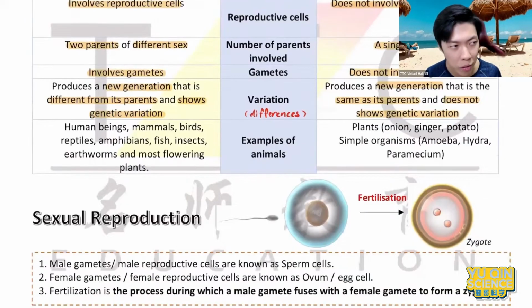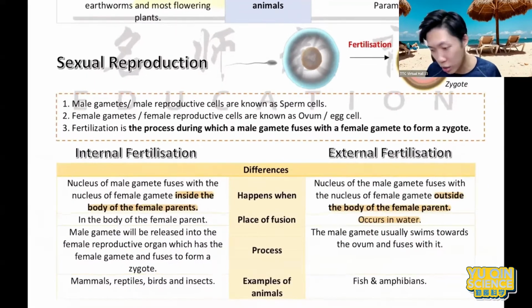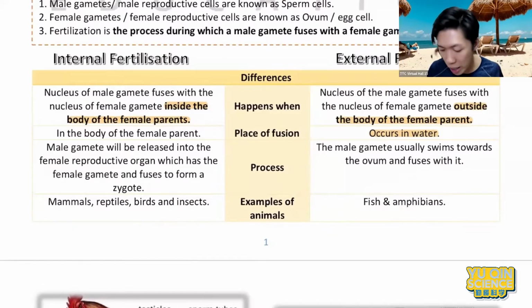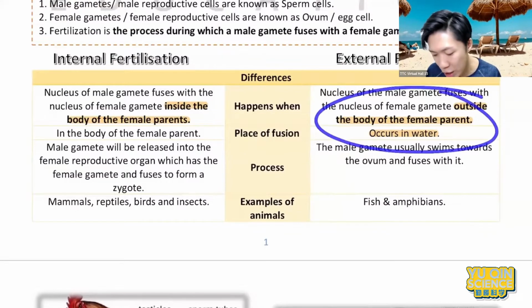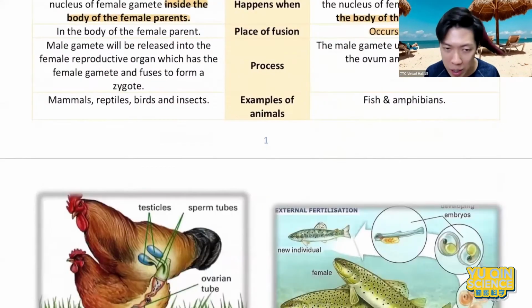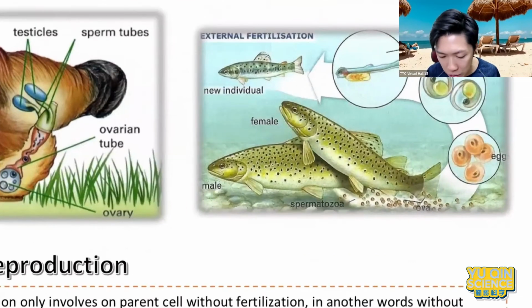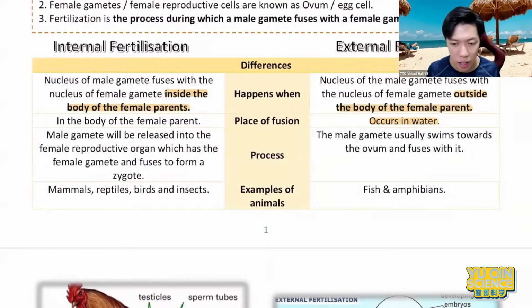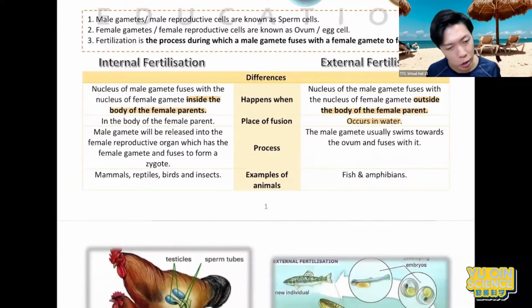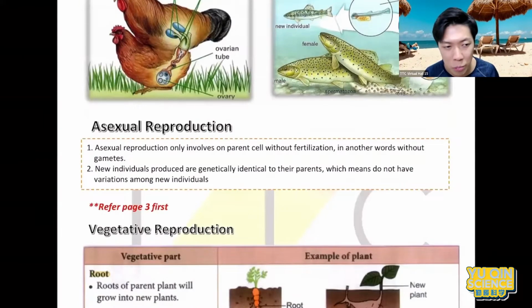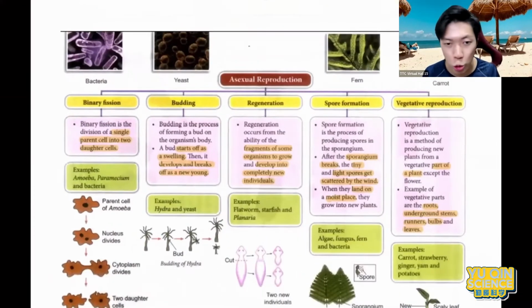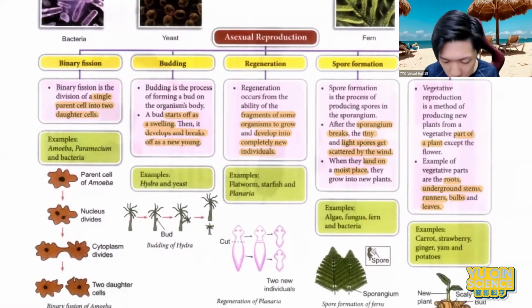Then for sexual, we have something called fertilization, internal and external. Usually external means animals that stay in water. The sperm and ovum combine outside of the female body, basically in water. External is in water. Internal means on land, anything that stays on land. Then we have examples of asexual, quite a lot though, including vegetative. You want to go through this and memorize some of the examples.